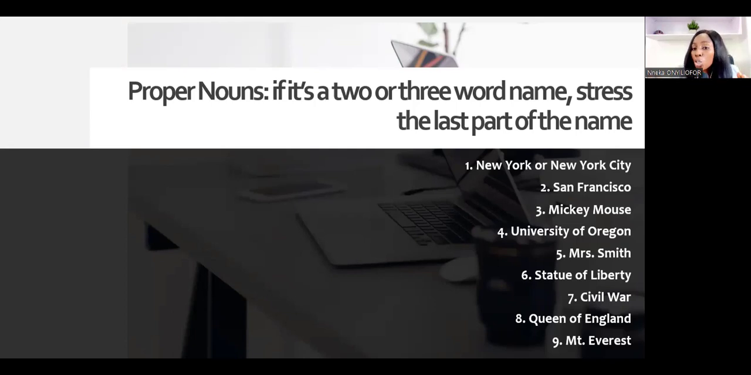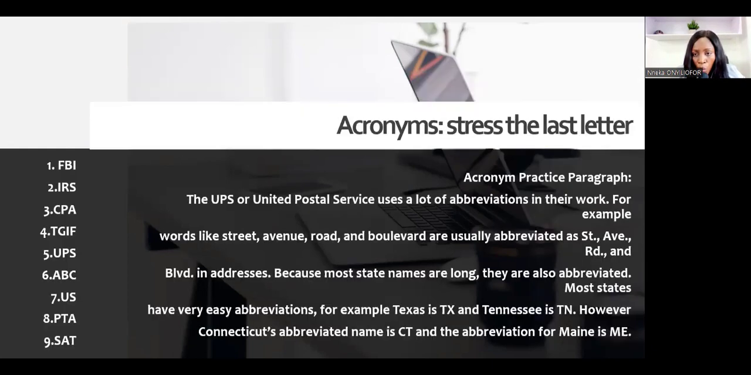If it's a 2 or 3 word name, the stress is usually on the last part of the name. For instance, New York City, San Francisco, Mickey Mouse, University of Oregon, Mrs. Smith, Statue of Liberty, Civil War, Queen of England, Mount Everest. These are examples of stressing the last part of the name where you have a 2 or 3 word name.